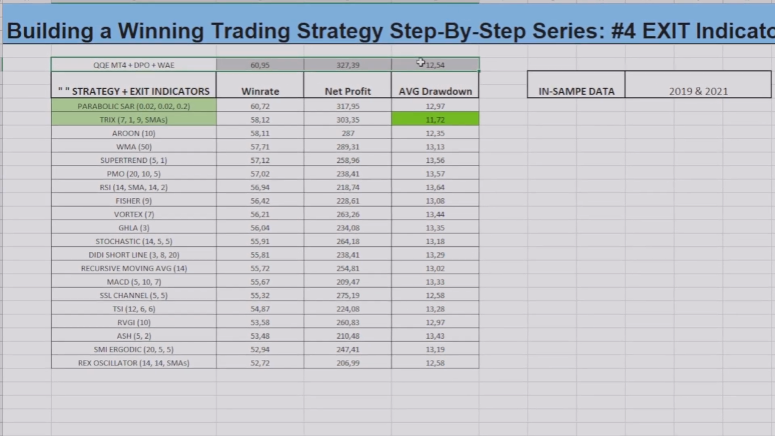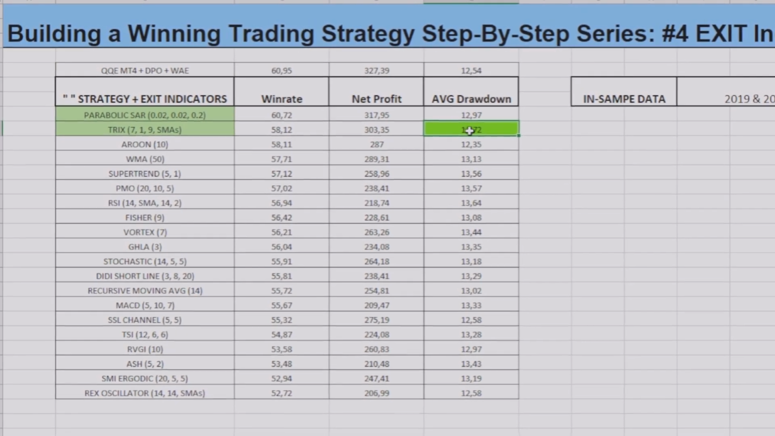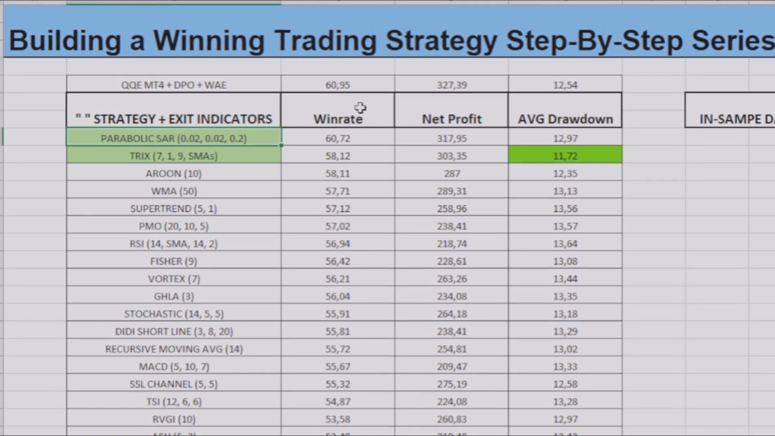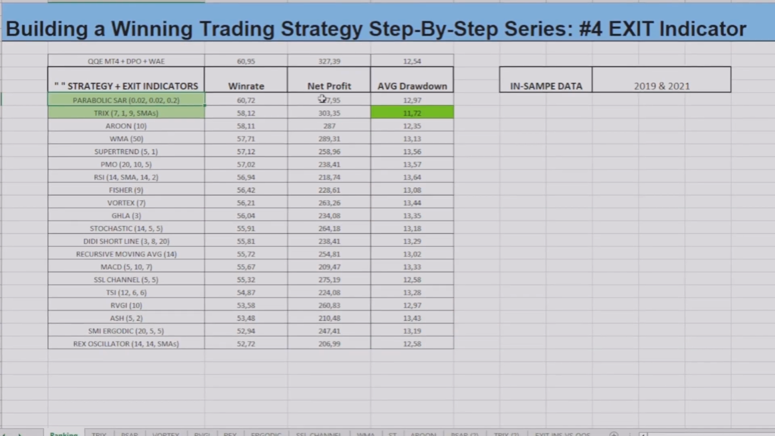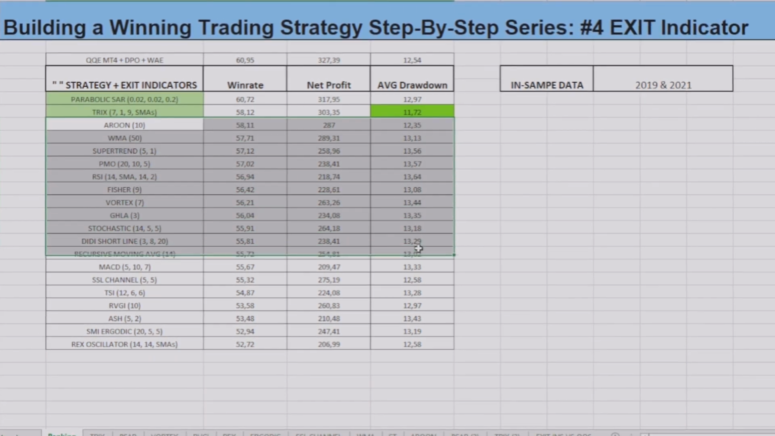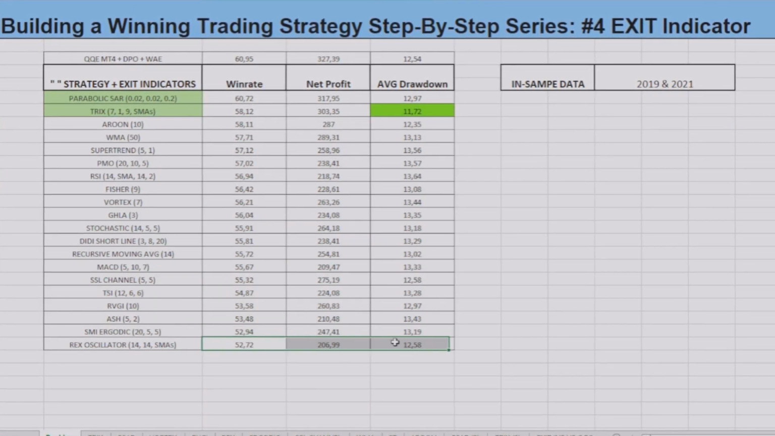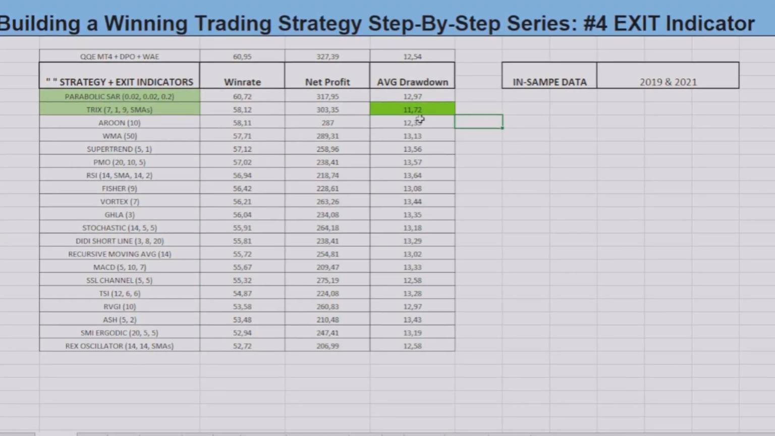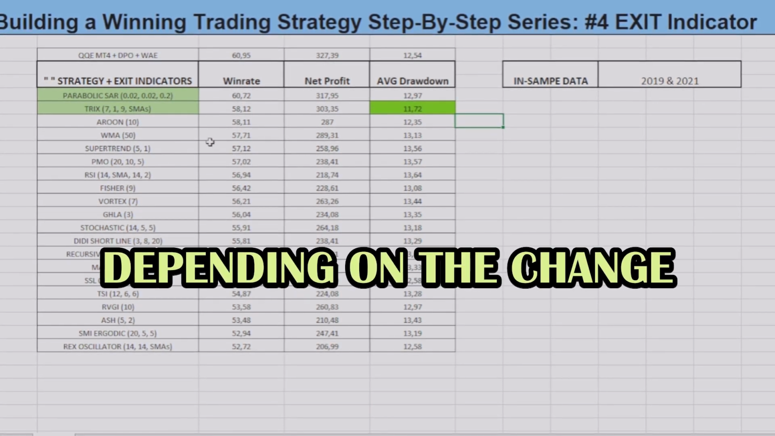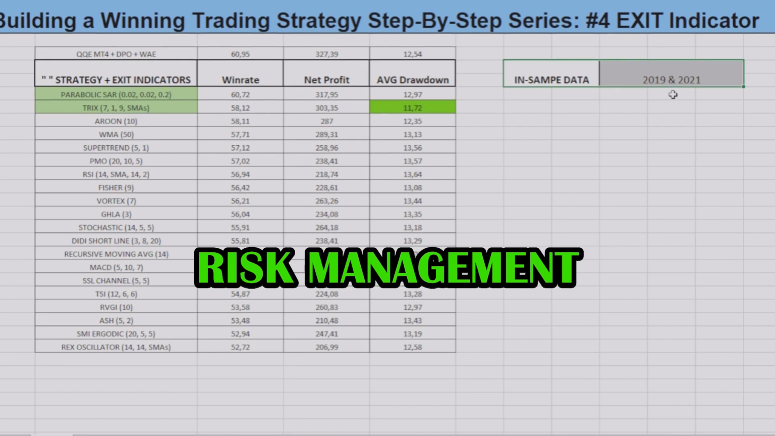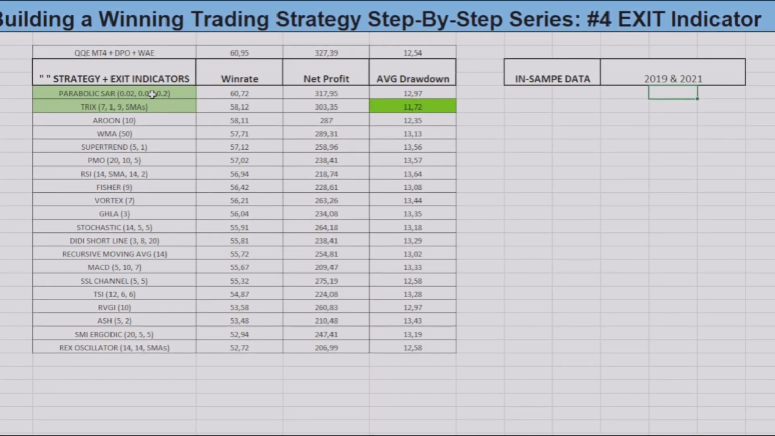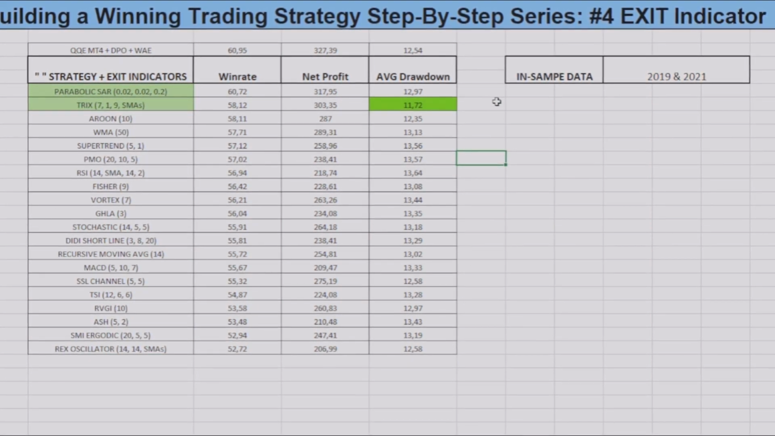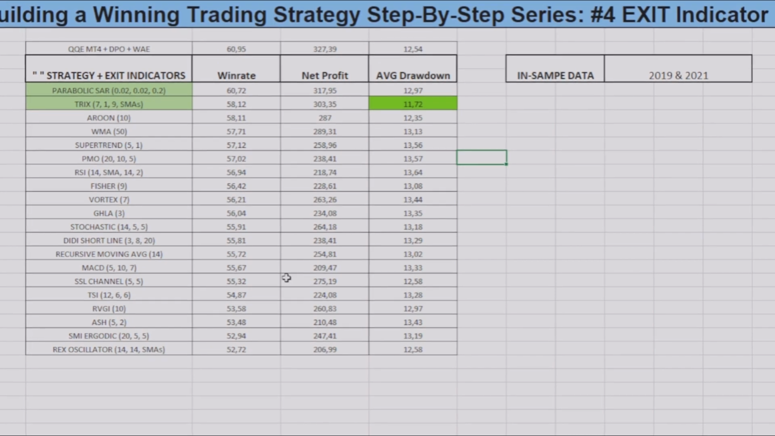Therefore, we can see that the Tricks indicator was the only one that decreased the average drawdown of the strategy, and the parabolic SAR was the one that maintained the stats fairly the same. All other indicators had very sharp drops in the win rate and net profit of the strategy, and none of them managed to lower the average drawdown, and so, for that reason, they are not worth using. Of course, note that depending on the change in the sample, risk management, timeframes or markets, the performance of these exit indicators can change completely. So, don't be guided by my results if you are going to create a strategy different from mine.